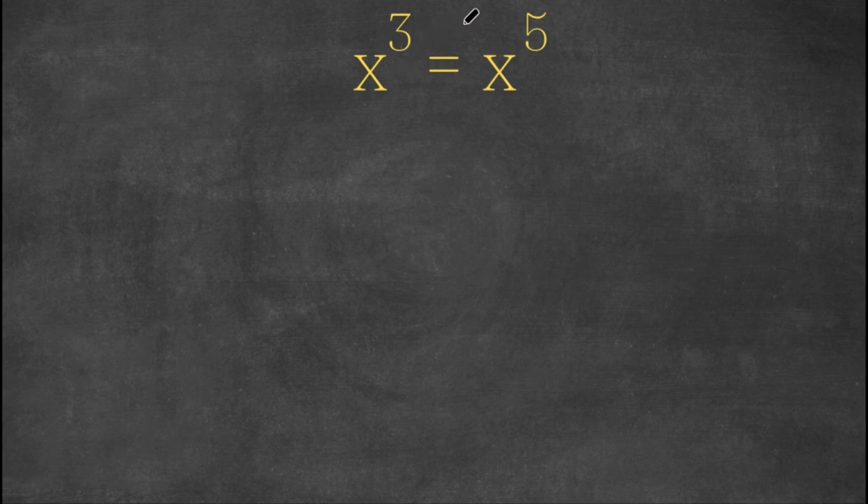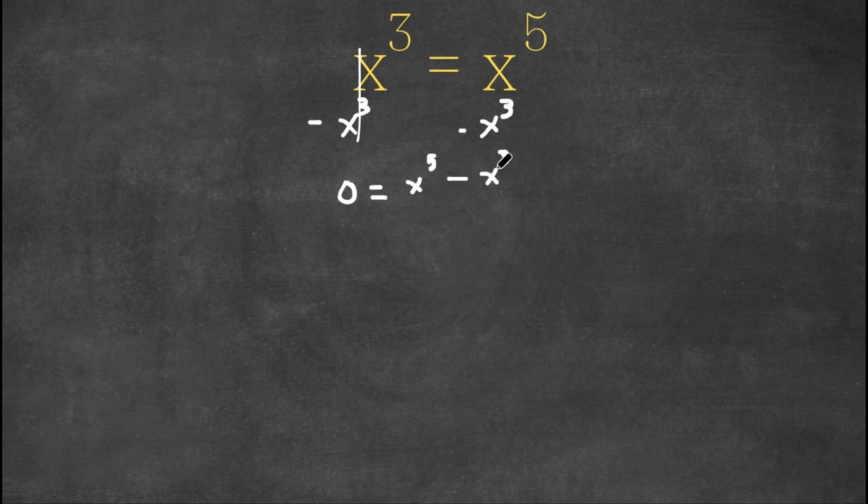x to the power of 3 equals x to the power of 5. So what we're first going to do is we're going to subtract x to the power of 3 on both sides. So for this side, x to the power of 3 minus x to the power of 3, well, these two just cancel out, so we get 0 equals x to the power of 5 minus x to the power of 3.